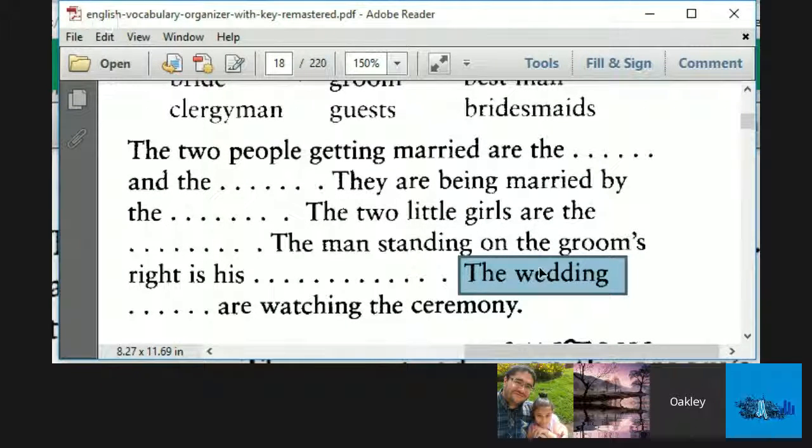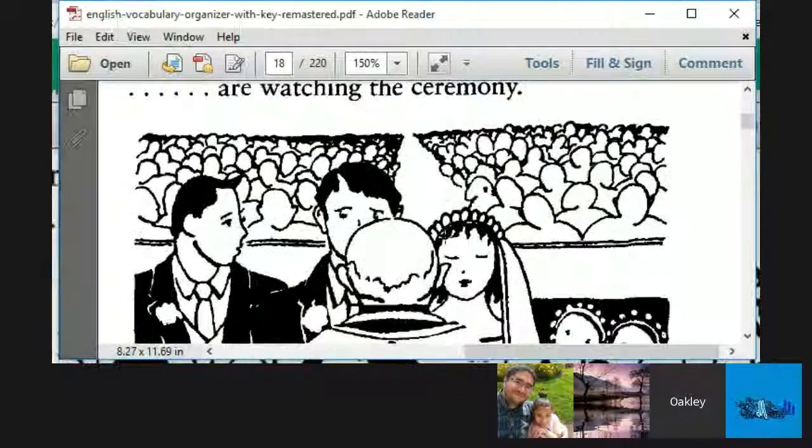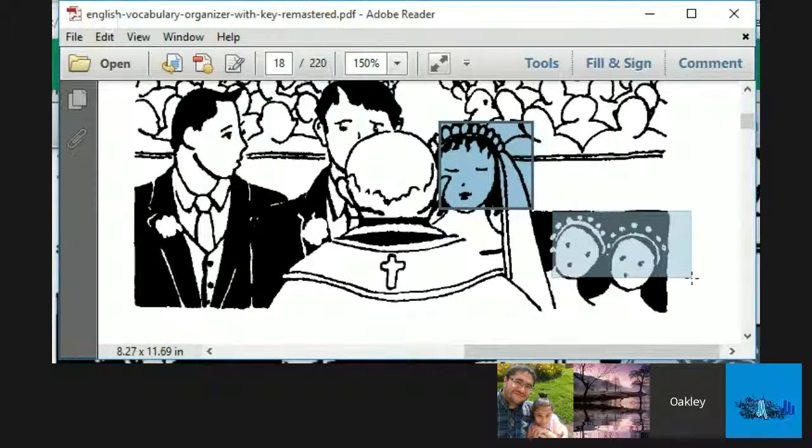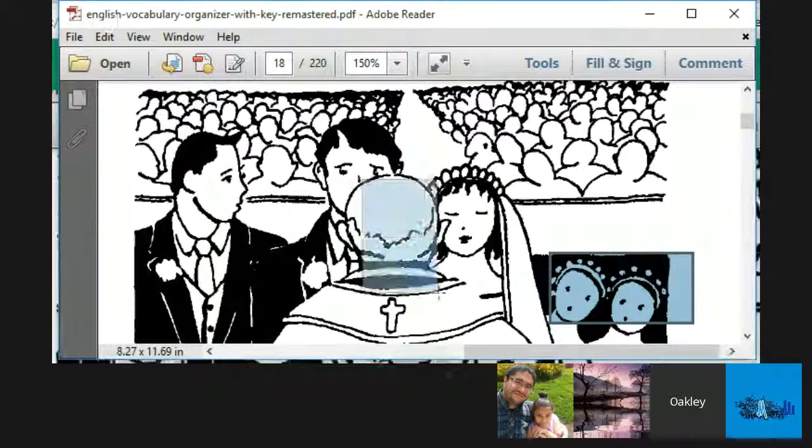Okay. The wedding guests are watching the ceremony. That's right. Okay, pretty simple. All right, after there they are. Oh, okay. This guy looks confused over here. He would be the best man. This would be the groom here. Obviously, the bride. These are bridesmaids. Okay, they are little girls, but not necessarily. Here's the clergyman's bald head.